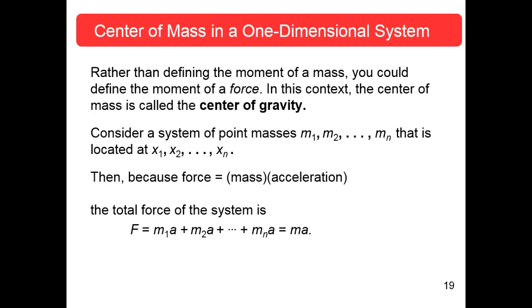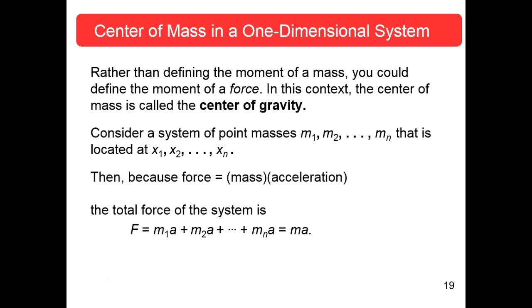Rather than defining a moment of mass, you could define a moment of a force. In this context, the center of mass is called the center of gravity. And that's really what I was talking about with Paul Anderson getting under the center of gravity. But guess what? On the surface of the Earth, mass and weight due to force are related by a constant. So they're multiples of each other.